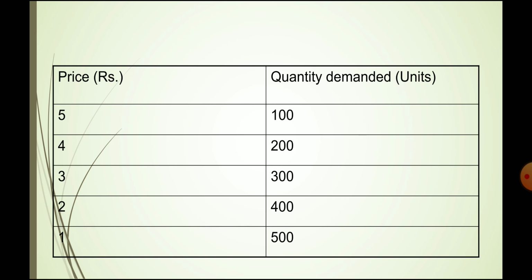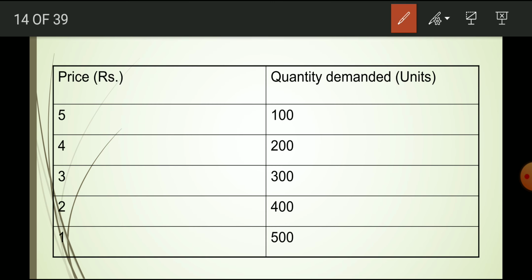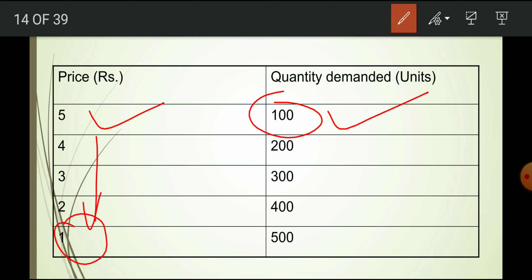So here, whenever the price is 5, at that time demand is 100 units. Whenever the price reduces from 5 to 1, then demand will increase. When the price is 5, you demand 100 units. But whenever the price reduces from 5 to 1, you demand more units, from 100 to 500. So demand will increase whenever the price reduces.